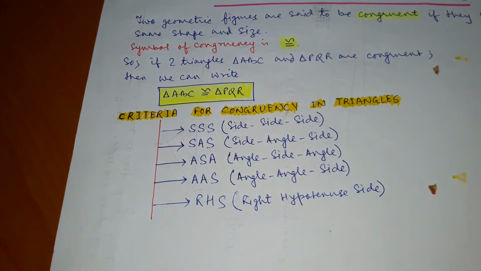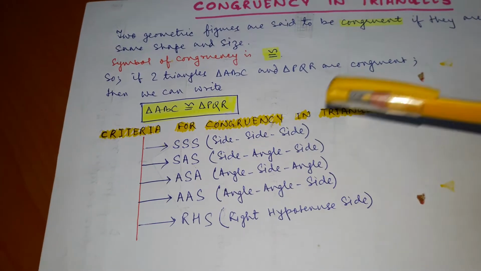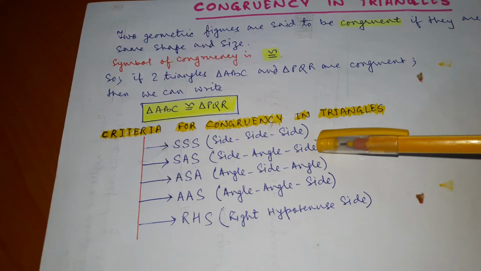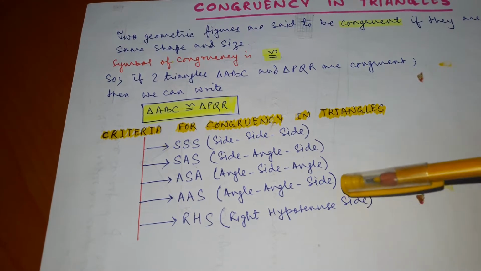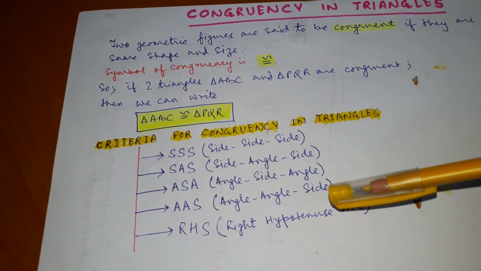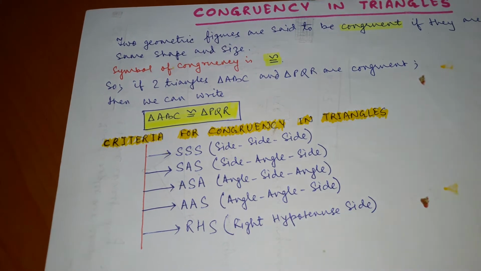So the last video was on congruent triangles, and in that video we discussed these three congruencies: SSS, SAS and ASA. So in this video we are going to discuss the remaining two congruencies, that is AAS and RHS, and then we will be solving problems. So let's start.